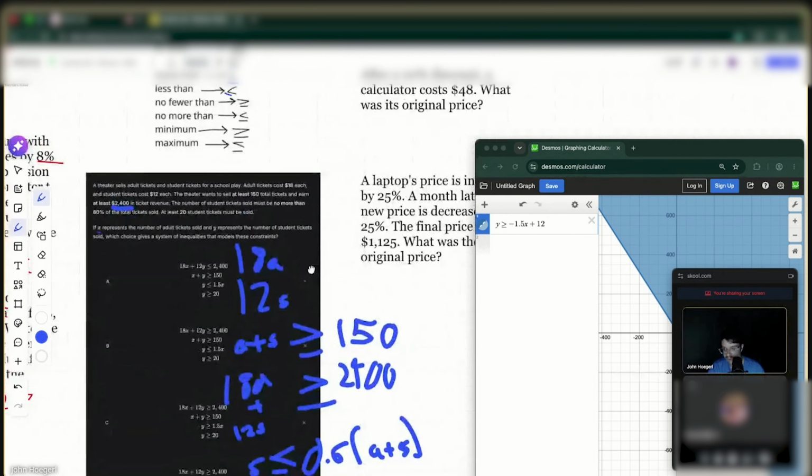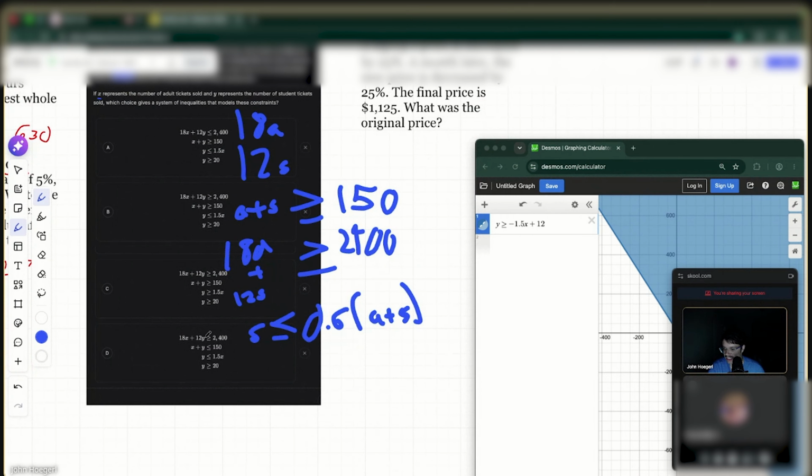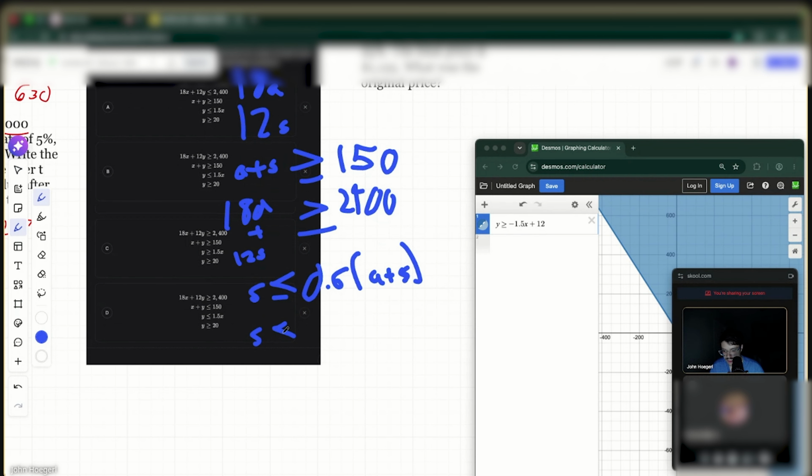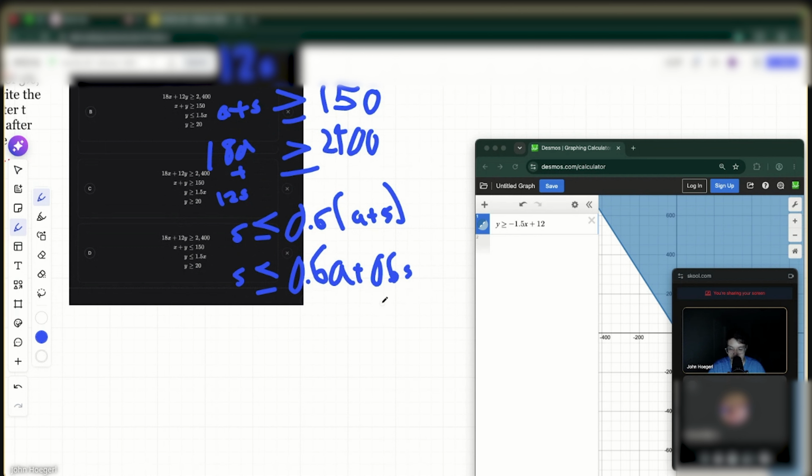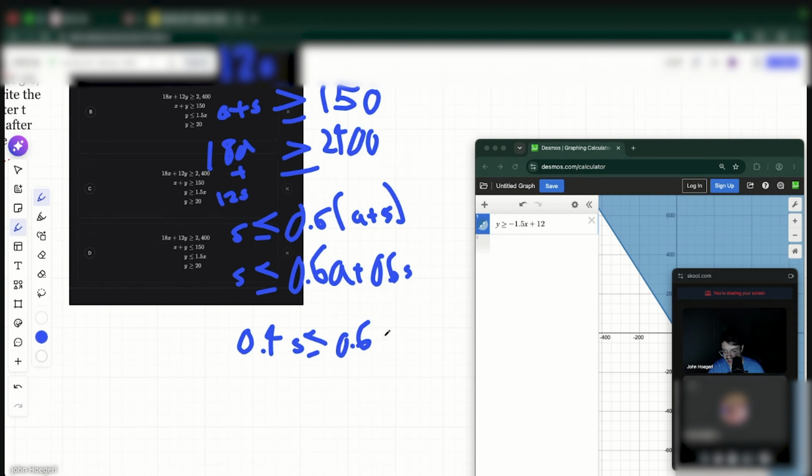Okay, makes sense. But you can see here, just to work ahead a bit, I don't see that there's going to be one exactly like that. So we had to put in a bit more work in this problem just to make it work. If I do some distribution real quick, some algebra stuff, we get 0.6A plus 0.6S. Then if we subtract 0.6S from both sides, we get 0.4S must be less than or equal to 0.6A.